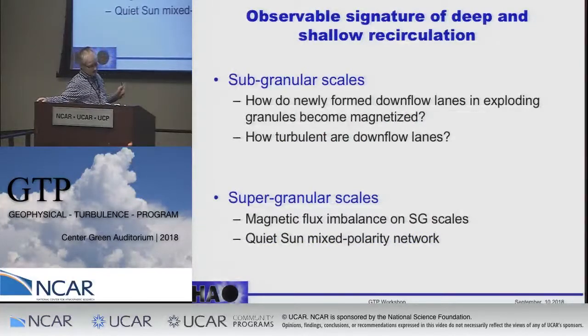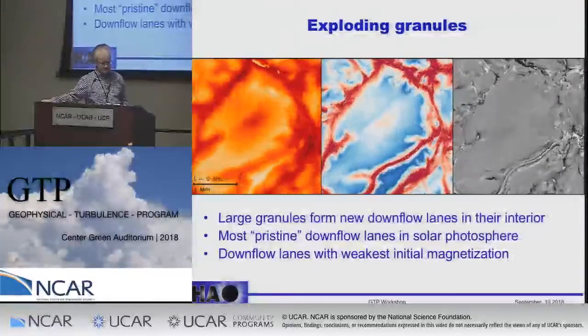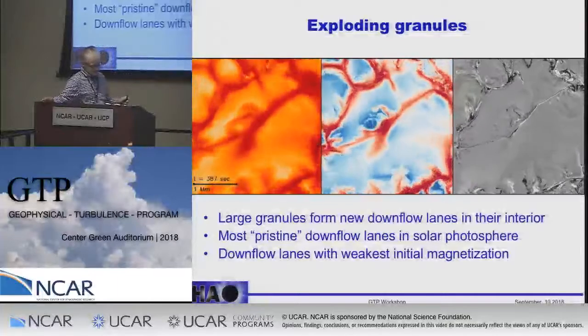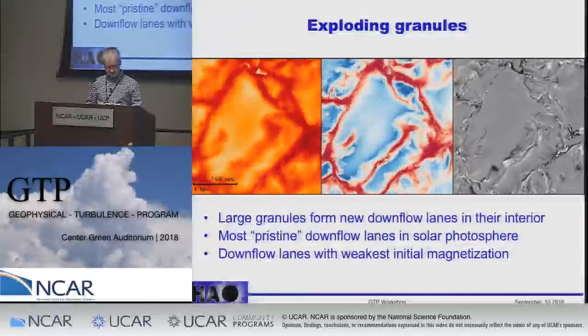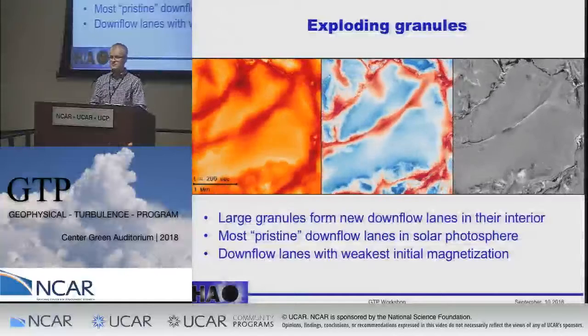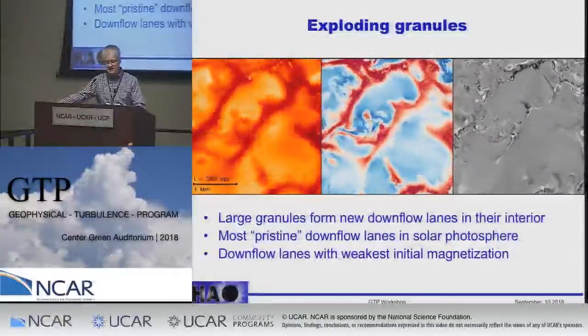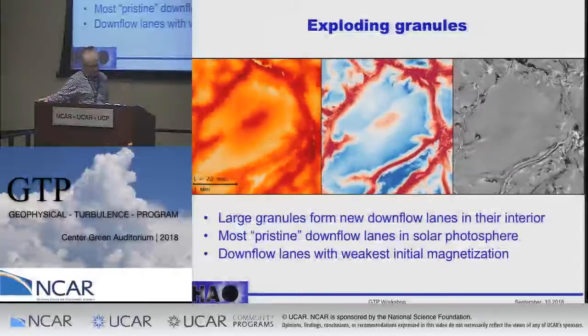I would like to focus here on 2 aspects, the subgranular scales and supragranular scales. At subgranular scales, I would like to focus on something called exploding granules. These are essentially granules which grow so large that they form a new downflow lane in their center. From the standpoint of a dynamo, this might be interesting because this is the most pristine condition you can find in the photosphere, where you restart the field amplification process, since the centers of granules normally have the weakest field.